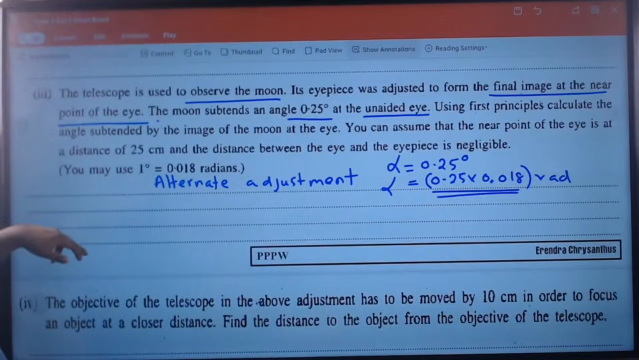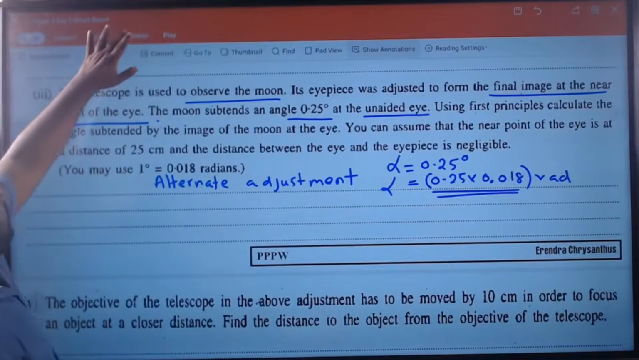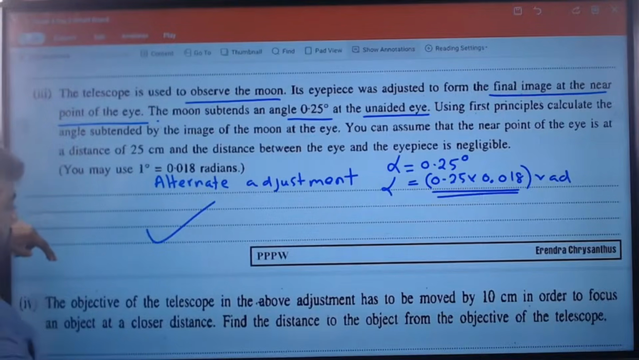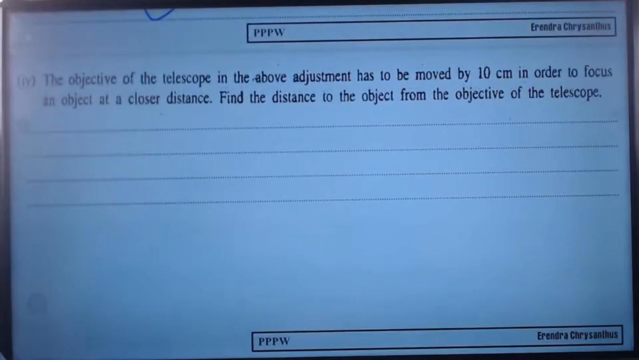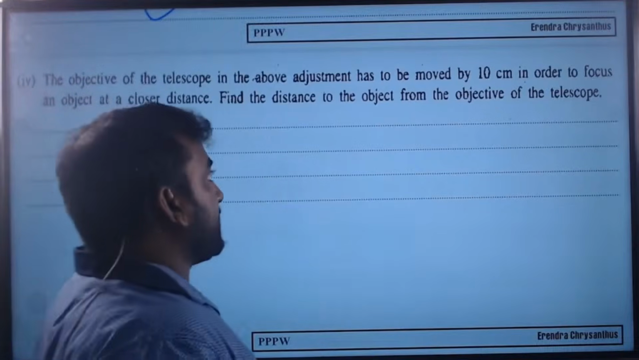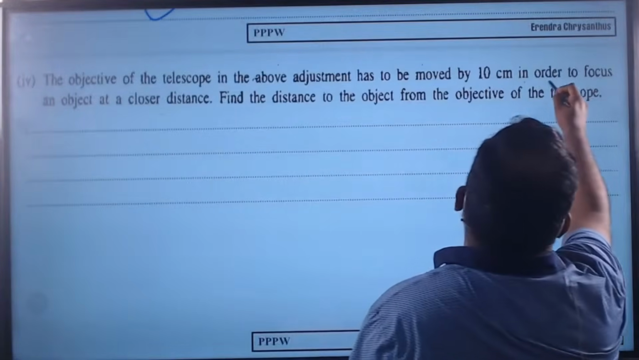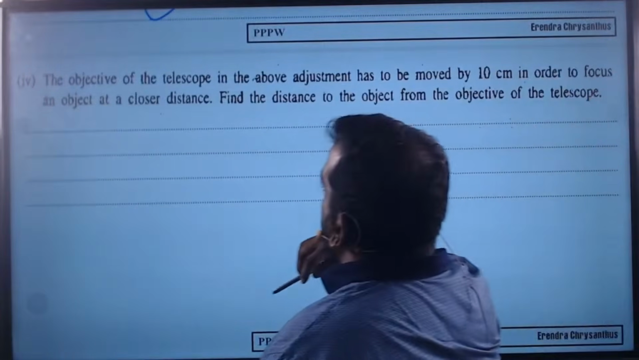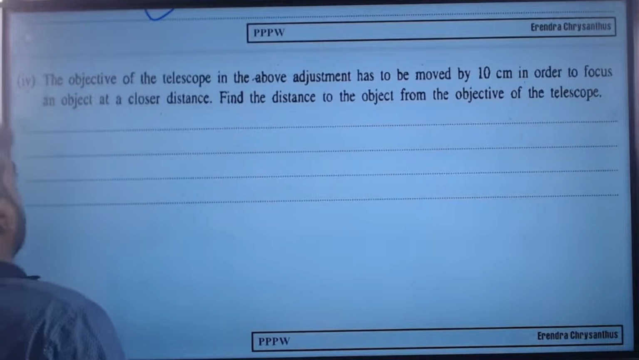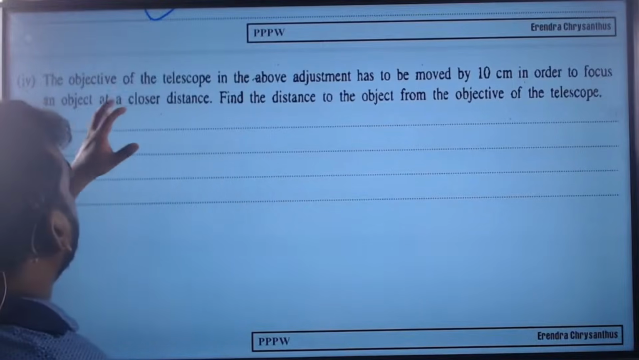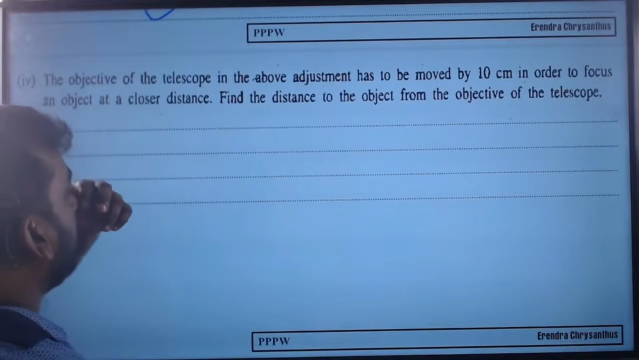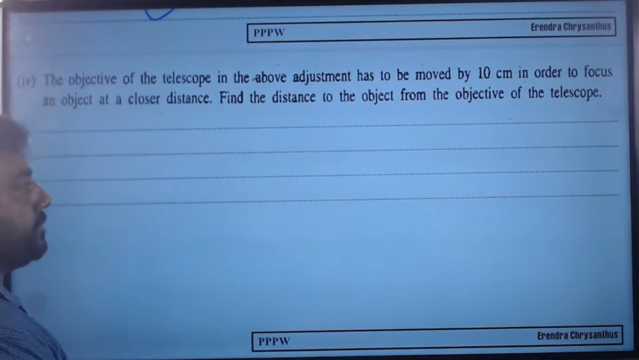So this part I have done now. The objective of the telescope in the above adjustment has to be moved by 10 centimeter in order to focus on an object at a closer distance. Find the distance to the object from the objective of the telescope.